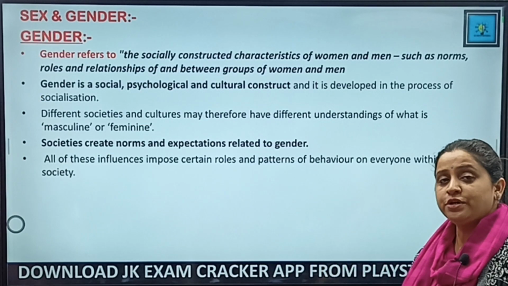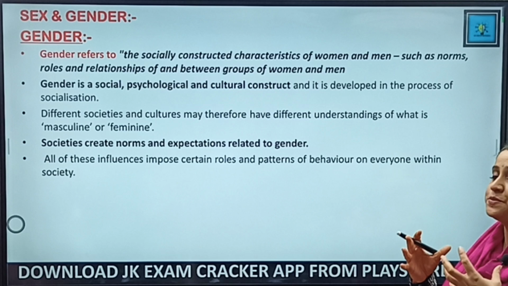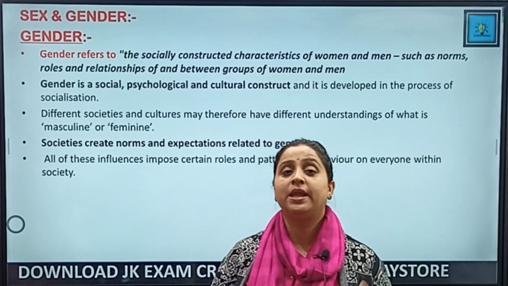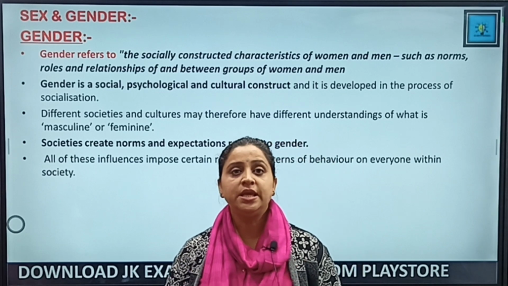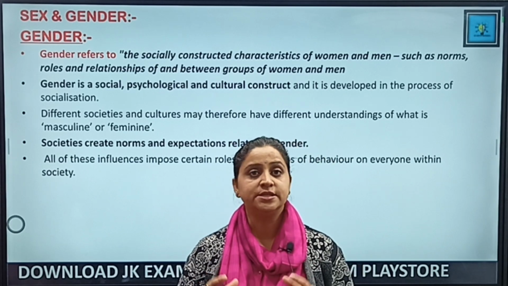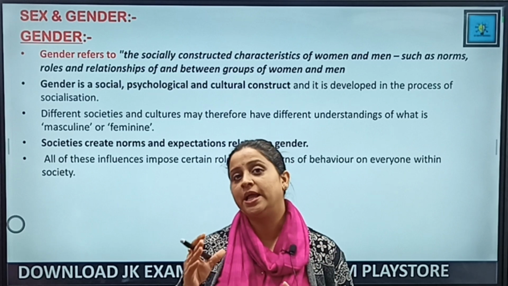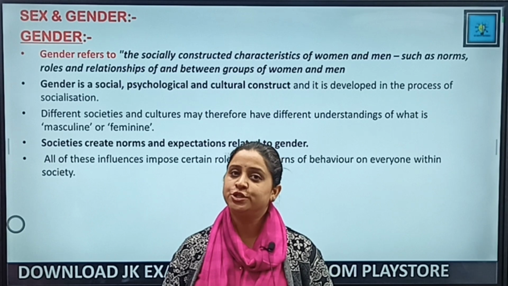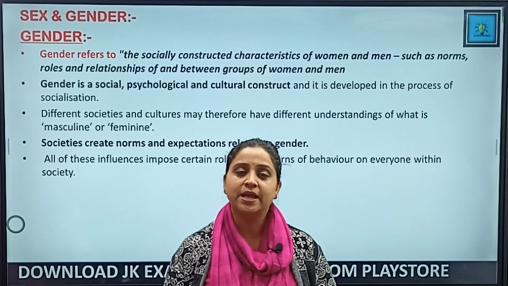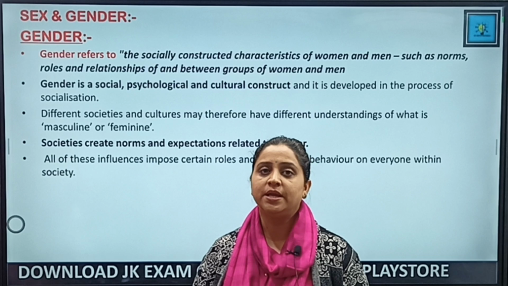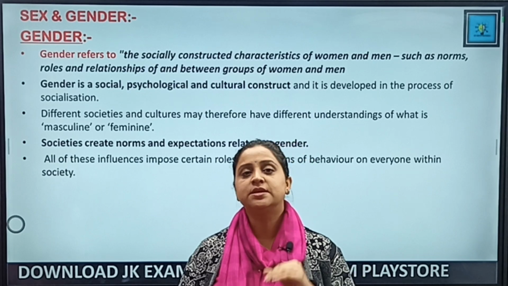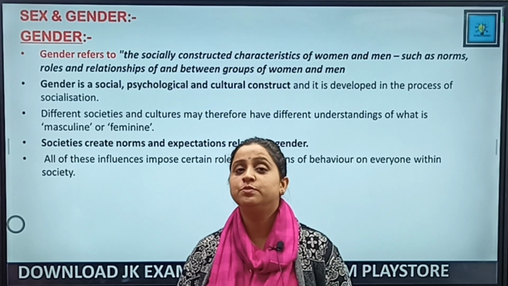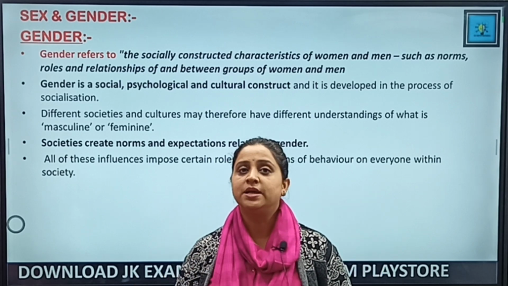Gender, however, refers to the sociological aspect, the sociologically constructed characteristics of a male and female. Now, these are not biological. Gender is not biological. It is social and cultural. Why are we saying that it is social? Because when a child is born with a particular sex, उस ही टाइम पे ये डिसाइड किया जाता है इसका नाम किस तरह से रखेंगे. If it is a male, the name also has to be masculine. If it is a female, it has to be so.